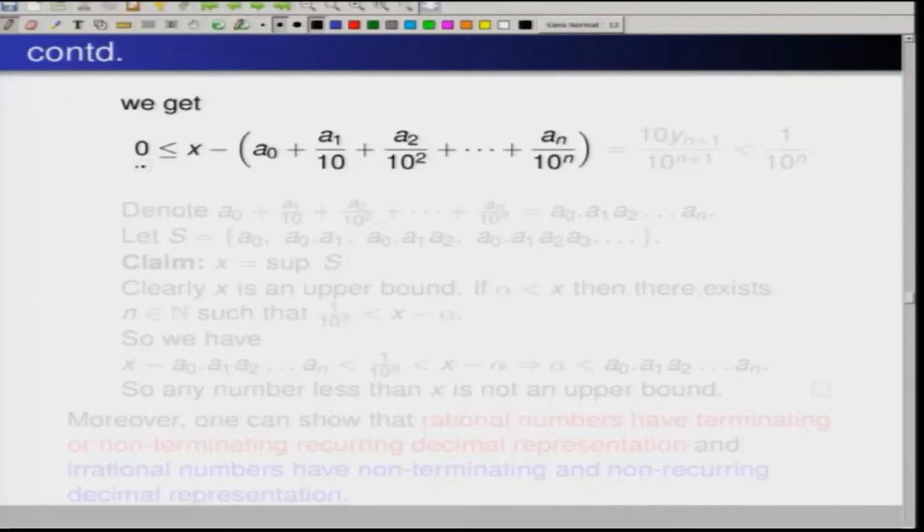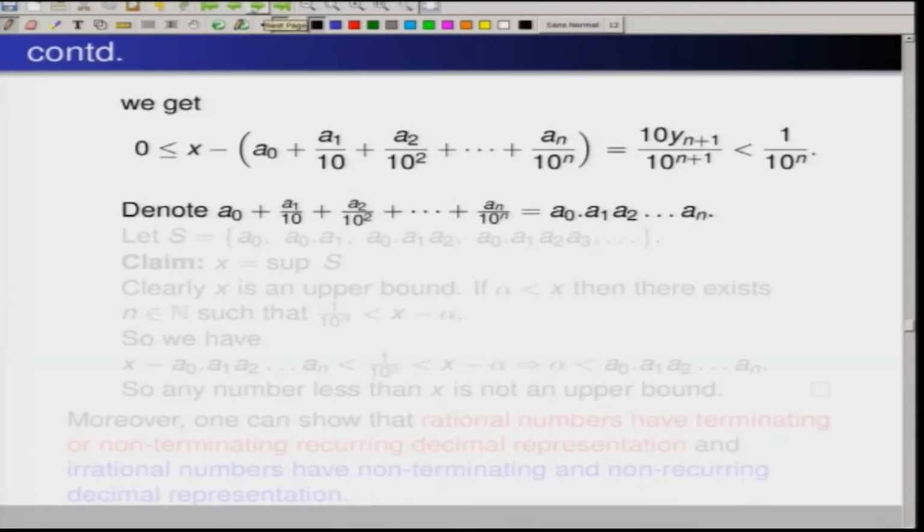So now, x minus this is greater or equal to 0, because that is going to be 10 yn by 10 to the power n plus 1, which is less than 1 by 10 to the power n, because yn is strictly less than 1.